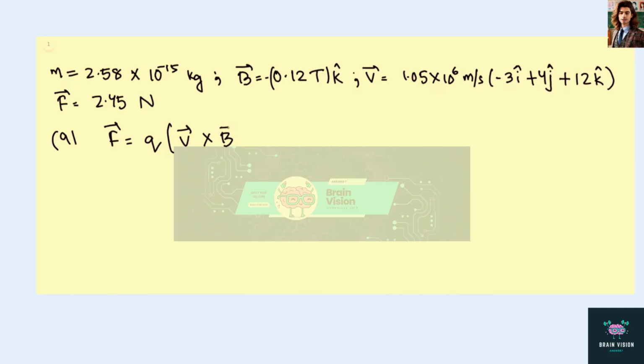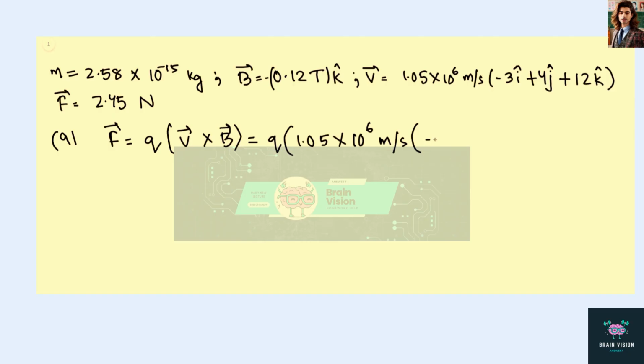The equation for magnetic force is given by F equals Q times the cross product of velocity and magnetic field. Now let's do the cross product. So this will be equal to 1.05 times 10 to the power 6 meter per second, and the cross product of the x, y, and z components.